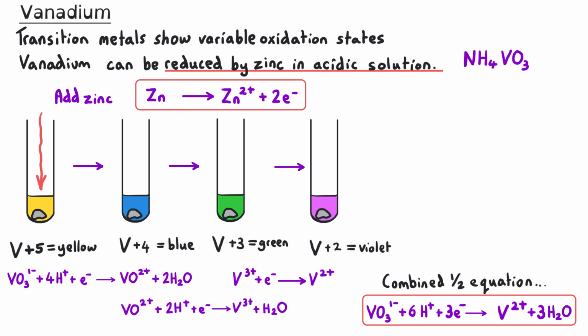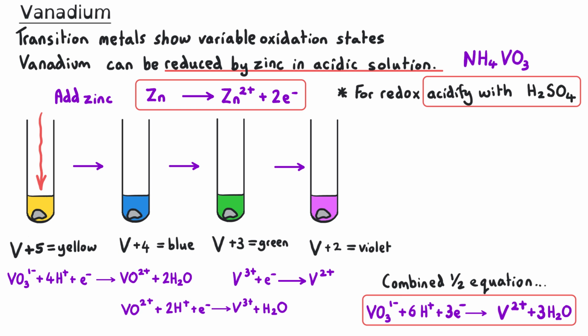And the selection of acid is very important. For redox reactions, you will typically acidify with sulfuric acid. This is because the sulfate ion is a stable ion and won't act as an oxidizing agent under these conditions, and so won't interfere with the redox process.